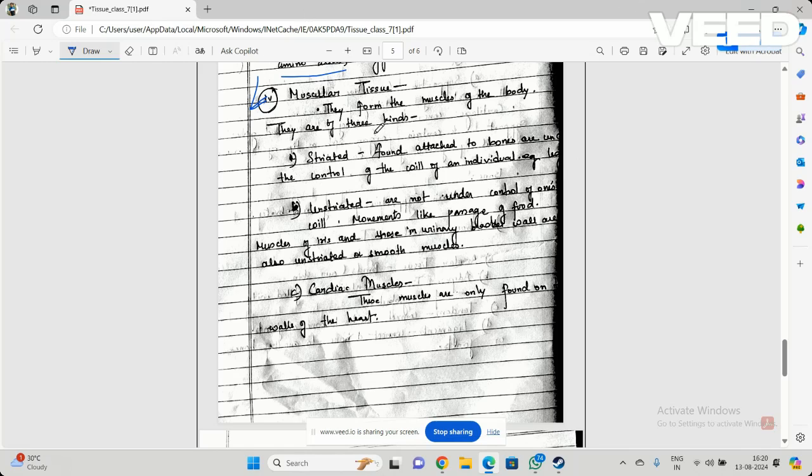Next, muscular tissue. They form the muscles of the body. So, muscles of the body are formed by the muscular tissue. Now, they are of three kinds: striated, unstriated, and cardiac.